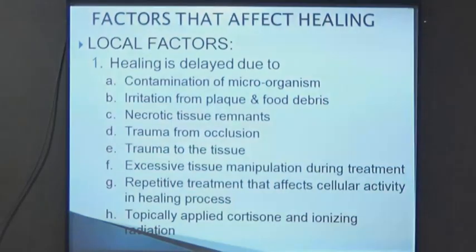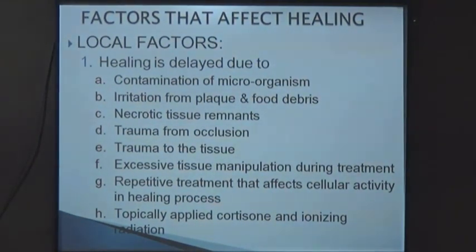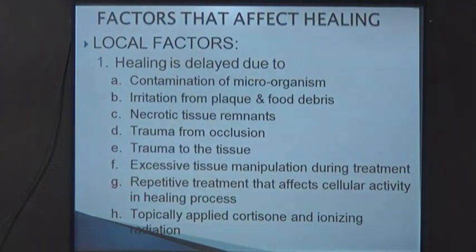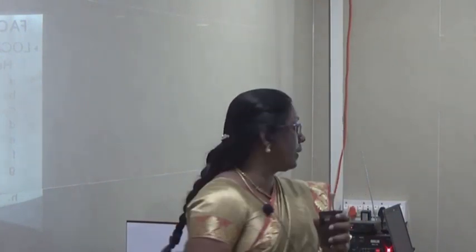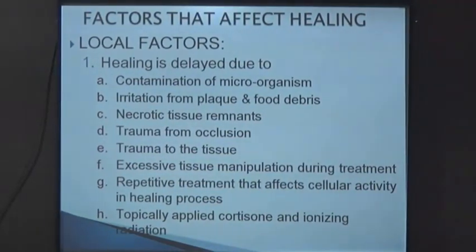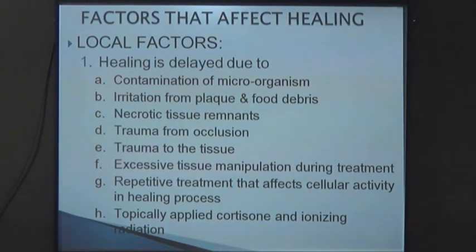Trauma from occlusion and trauma to the tissues. Already I told you, trauma from occlusion is a tissue injury. Without clearing the tissue injury, what is the point of doing a surgery? So first eliminate the trauma from occlusion, then go ahead with the surgery for better healing. And then excessive tissue manipulation during treatment. This means when you are doing a surgery, you will be approximating with the suture material. If you give excessive manipulation, there is a tear in the tissue or the flexibility goes out, and again the healing will be affected. And repetitive treatment that affects cellular activity and the healing process, and topically applied cortisone.